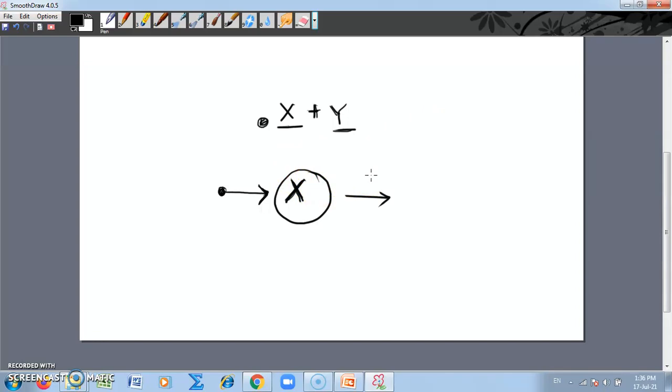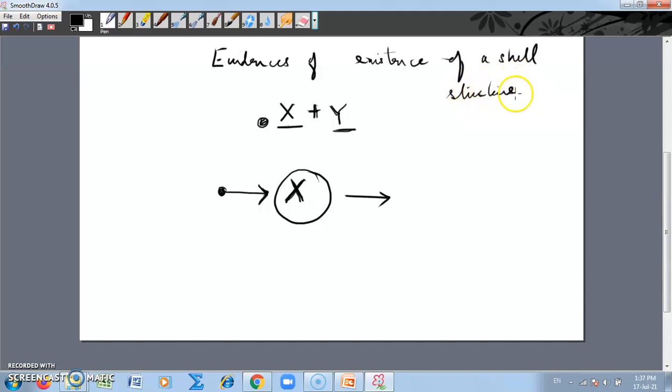So here we are learning only about the evidences. Whatever I have mentioned now are just evidences of the existence of a shell structure. This is very important from an examination point of view. So please take this as something important.